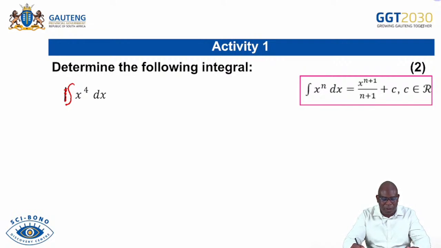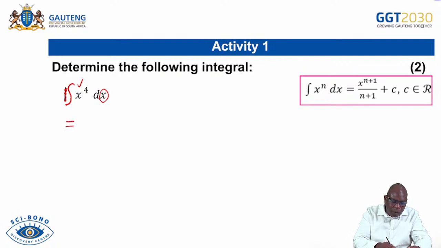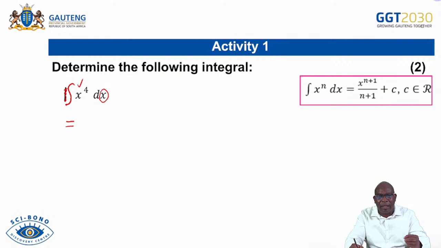Let's look at this question here. Determine the following integral. There we have the integral sign, x to the power 4 dx. So in other words, we're going to concentrate on the x. So for 2 marks, what should we do? This will be equals to, you see, once I start integrating, I no longer put the integral sign. So I'm going to say equals to. So what do I do?